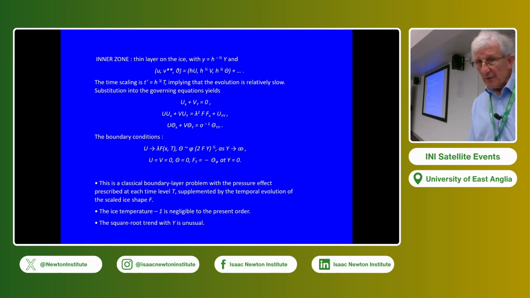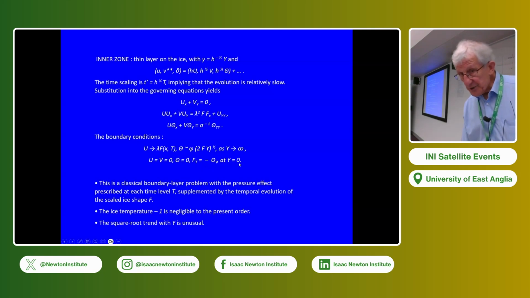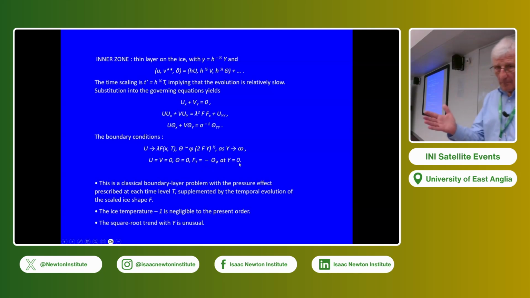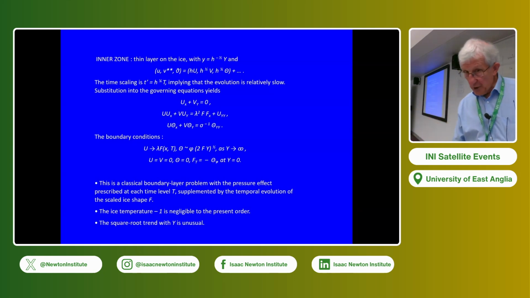U tends to lambda F at the top, that's the sort of slip velocity driving this thin layer, and there's no slip on the ice surface, and there's the Stefan condition, dF/dt is minus dθ/dy. You'll notice the ice surface has been written as y equals 0. The nice thing about the boundary layer equations is that if you work in terms of y minus F instead of y, this is the parameter transposition, then you can always put the unknown surface at y equals 0, and the F appears in the upper boundary conditions.